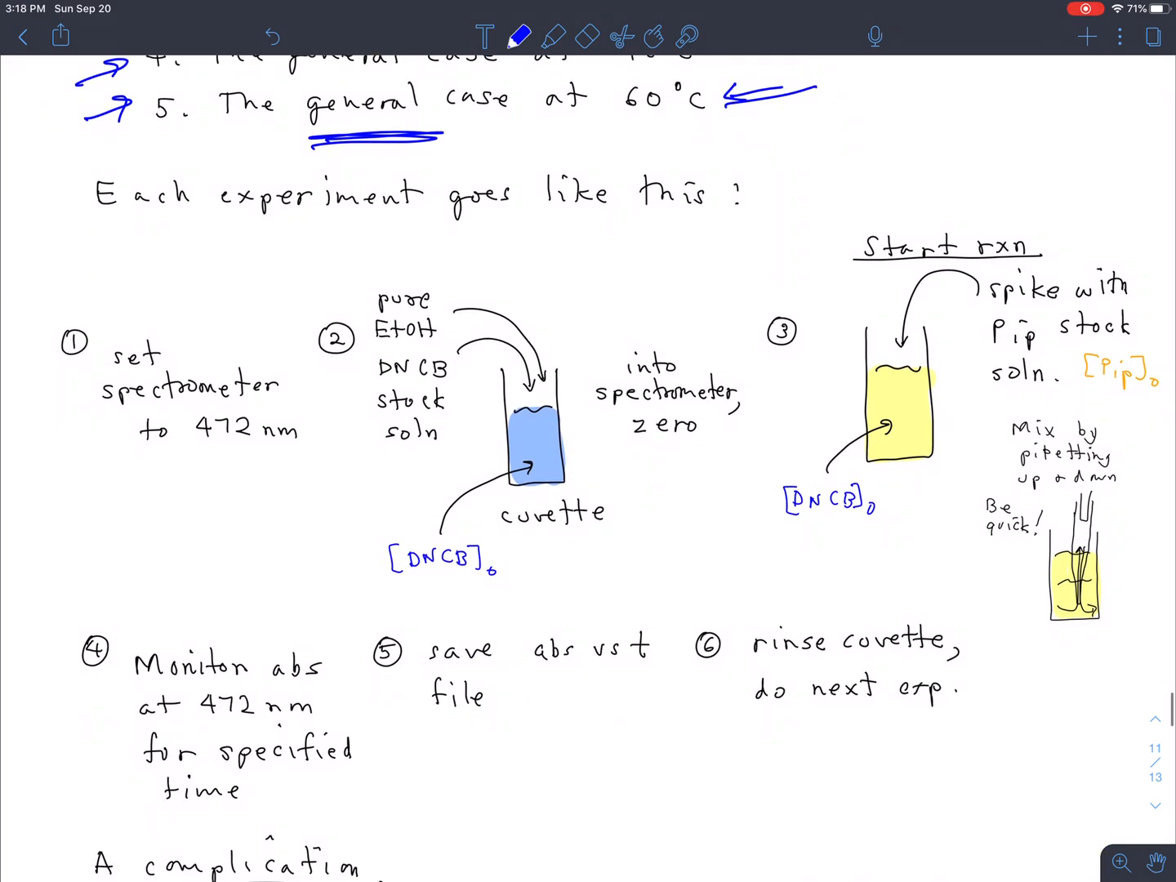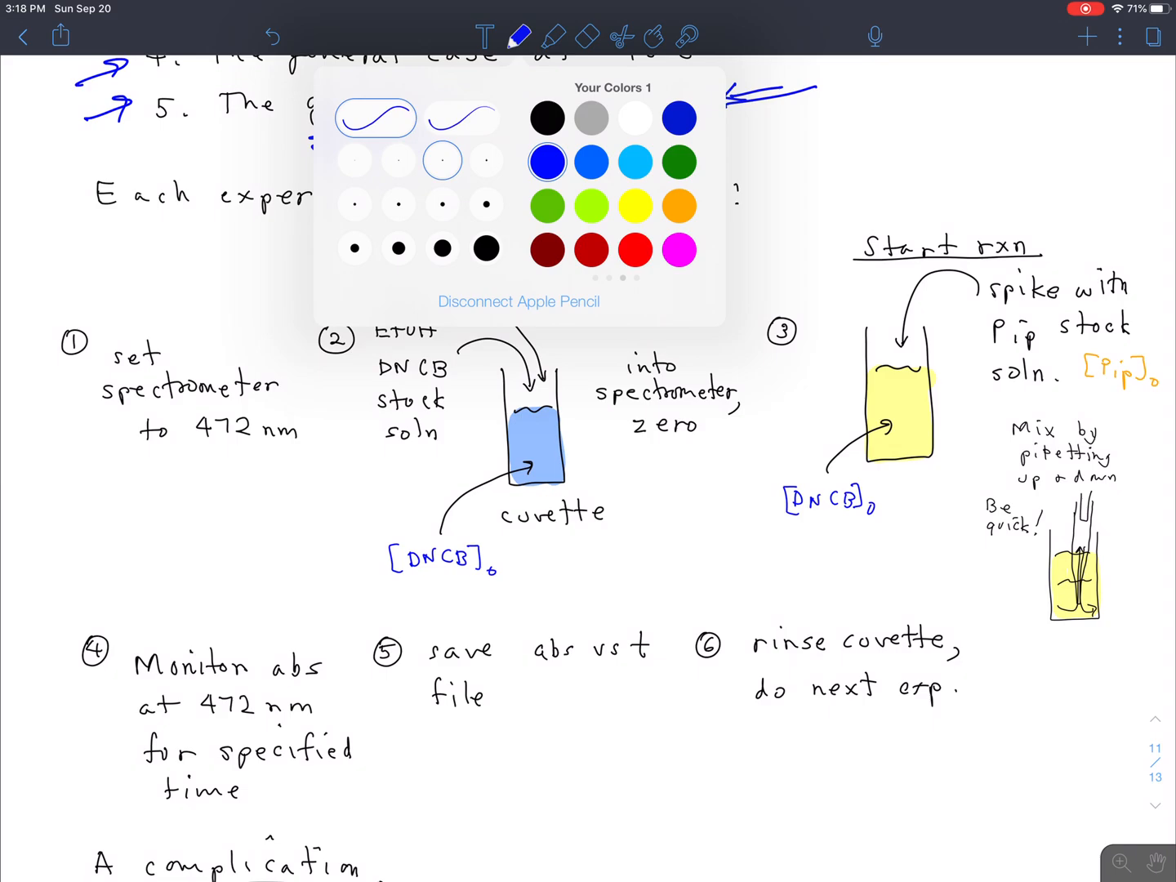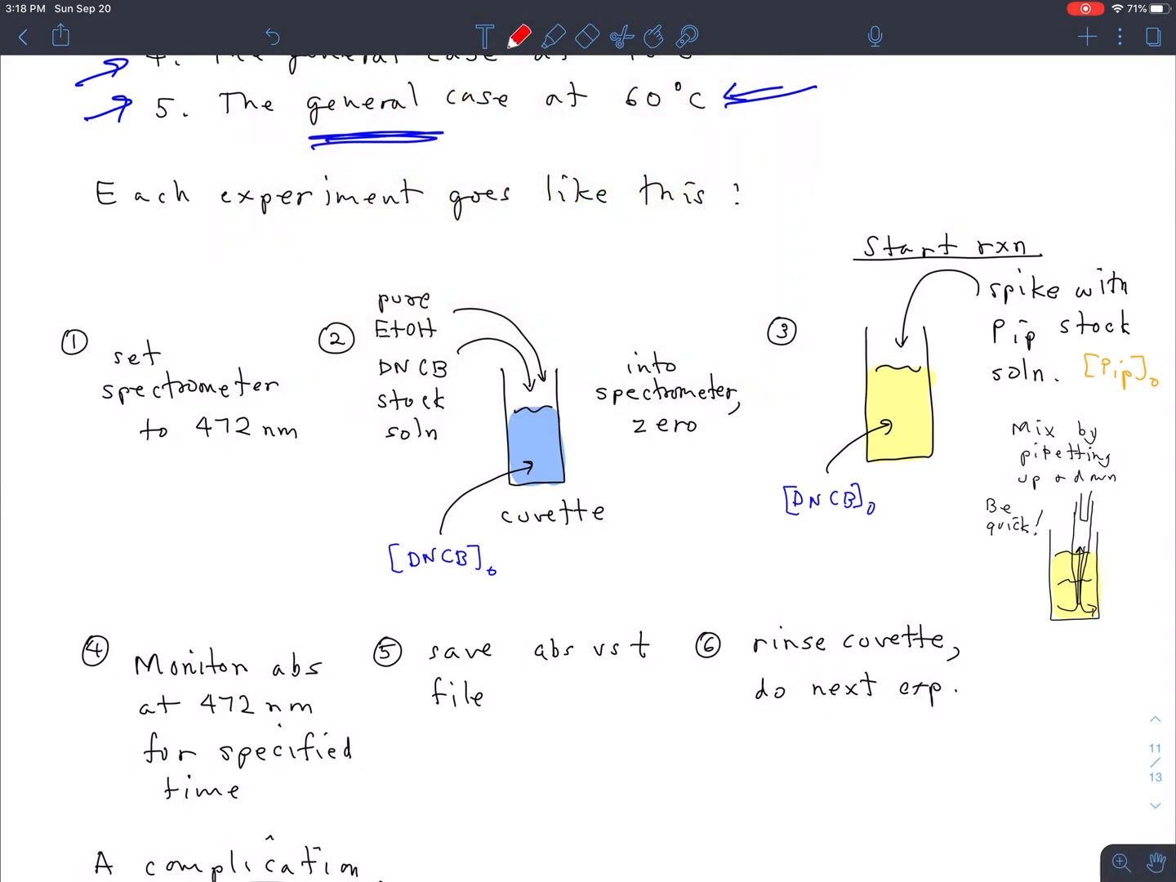All right, here is the experiment. Let me switch to red again now. First of all, we're going to use the 2 spectrometers, one in room 280 and one in room B66 down in the basement. We'll use them both at the same time so we're not wasting any time. Each group will use one of the 2 spectrometers. And in both cases, we'll set the spectrometer to read at a value of 472 nanometers.